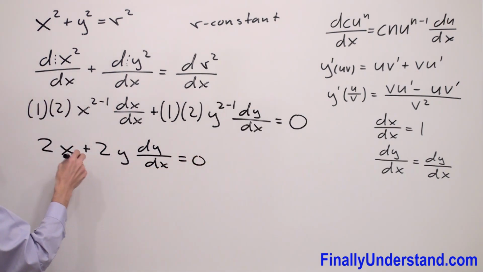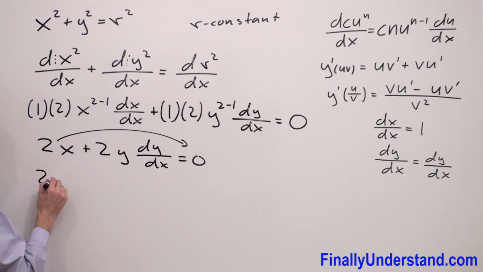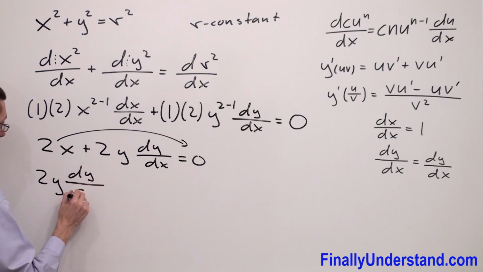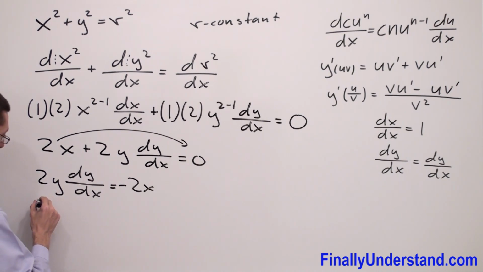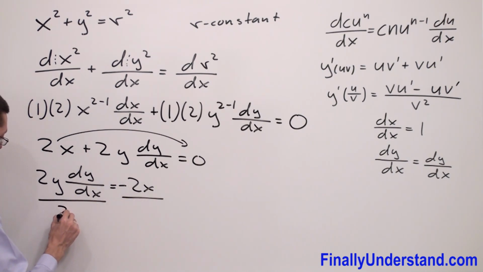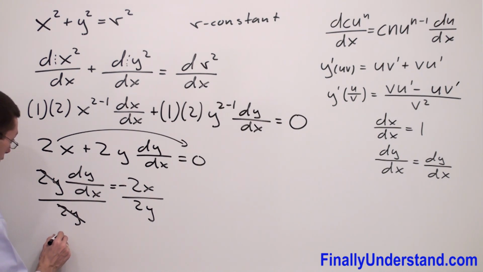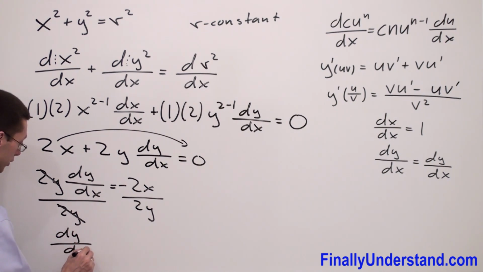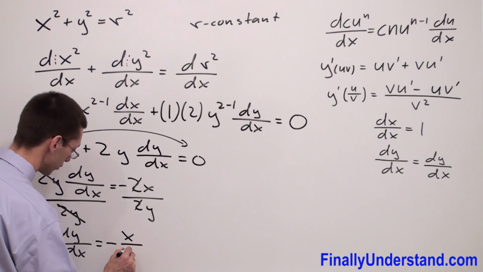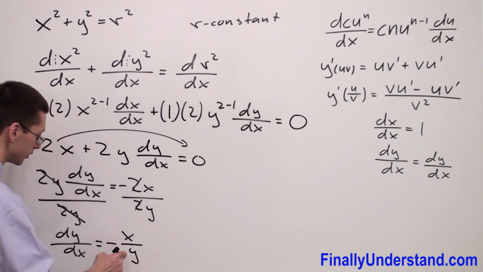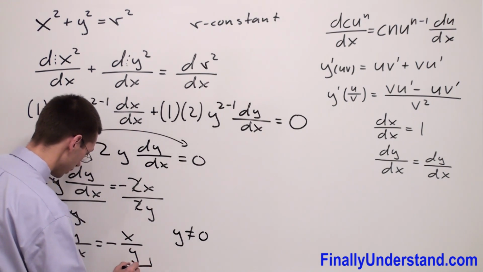I'm looking for dy over dx. That's why I'm going to take 2x to the other side of the equal sign. So I have 2y dy over dx is equal to negative 2x. Divide both sides of the equation by 2y. 2y and 2y will cancel out. And I have dy over dx is equal, 2 and 2 will cancel out, so I have negative x over y. Keep in mind that y is in the denominator, that's why I'm supposed to write that y must be different than 0. And this is my answer to this problem.